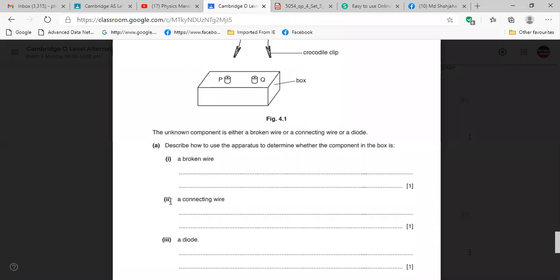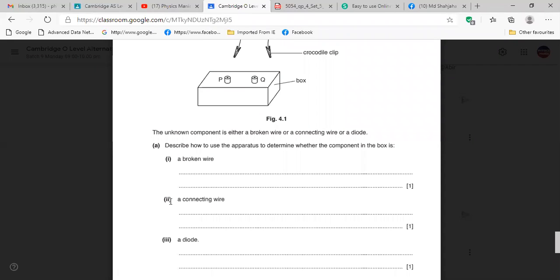Connecting wire, then diode, right? A diode. So have you tried this? Yes, sir. For the broken wire, I wrote the bulb will not light up if it is a broken wire as the circuit is incomplete. For connecting wire, I wrote the bulb will light up as the circuit is complete. For diode, I couldn't do it.